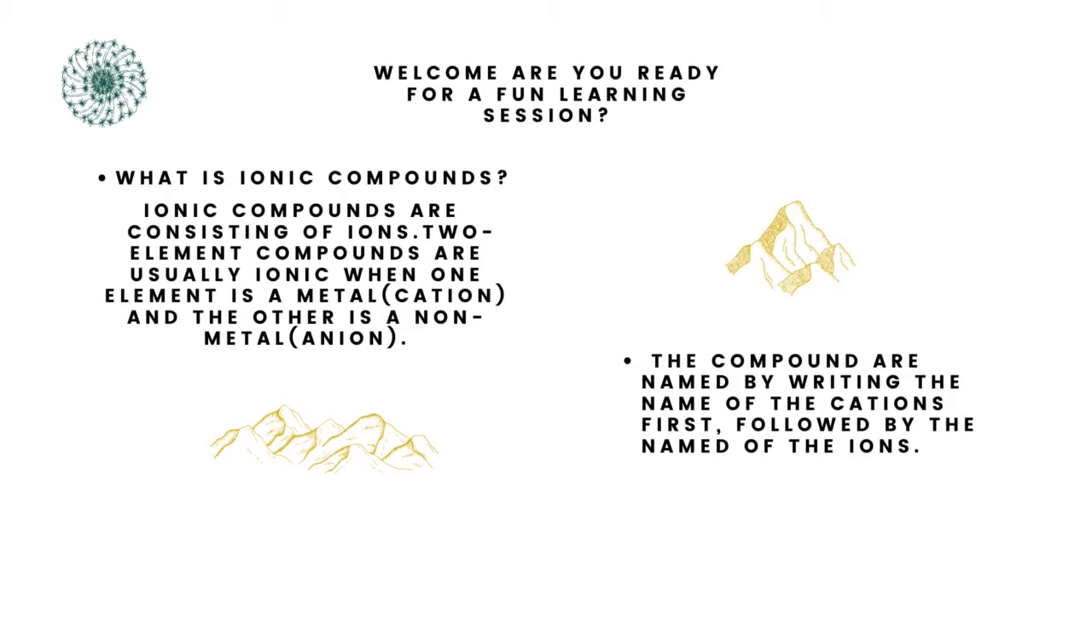Today's science lesson is naming ionic compounds. First, what are ionic compounds? Ionic compounds consist of ions. Two-element compounds are usually ionic when one element is a metal and the other is a non-metal. The compound is named by writing the name of the cation first, followed by the name of the anion.